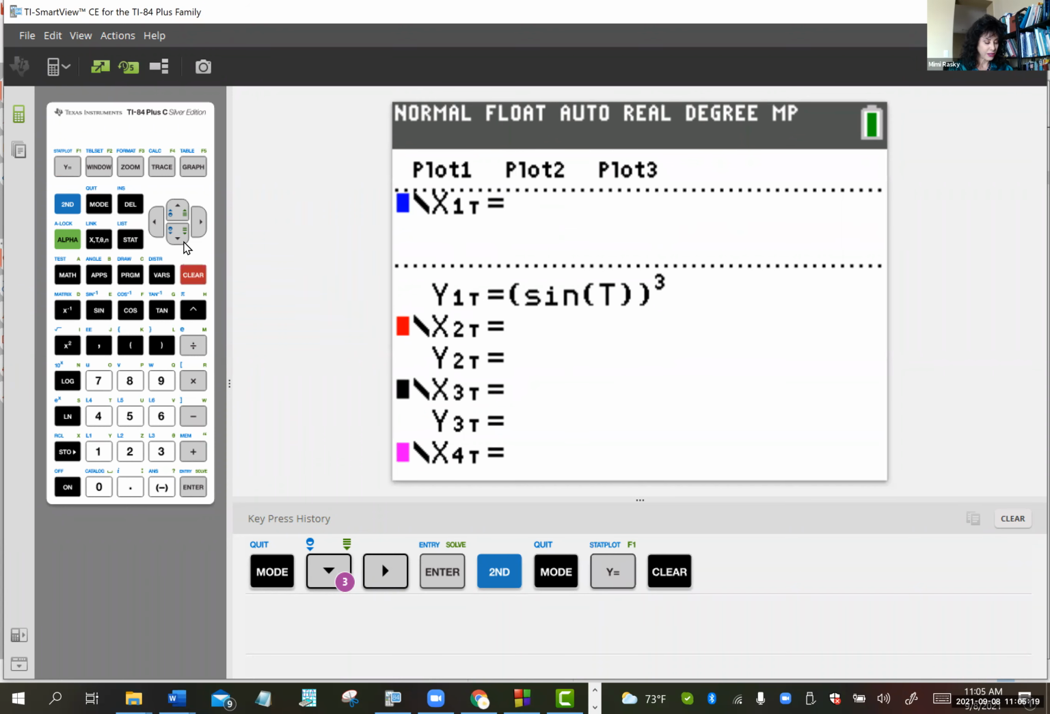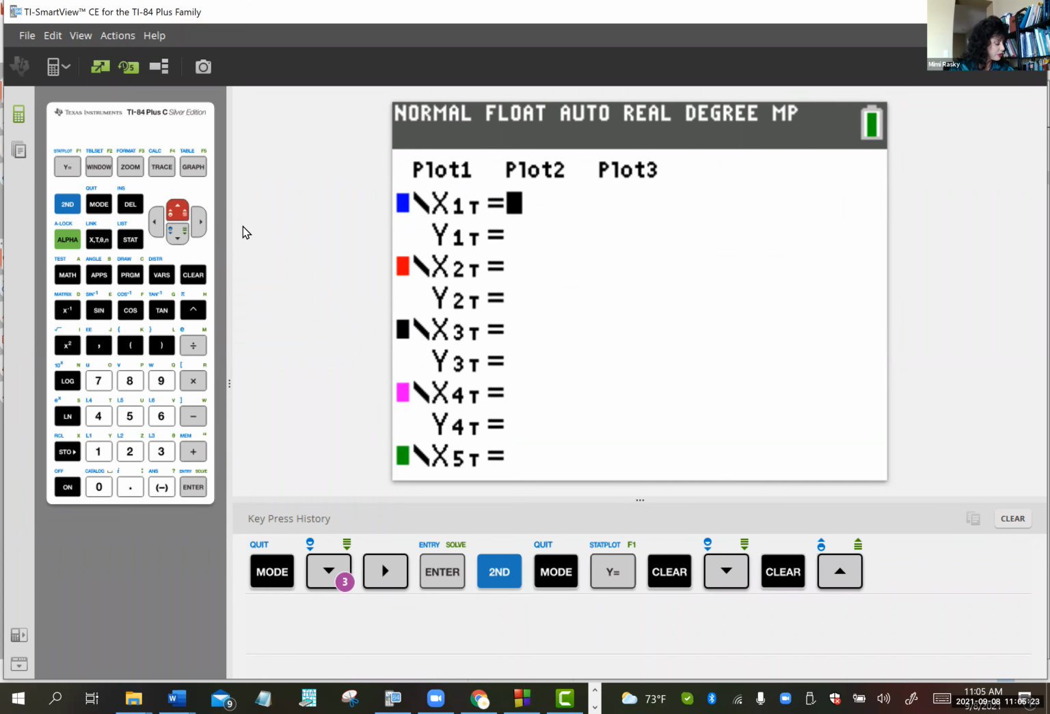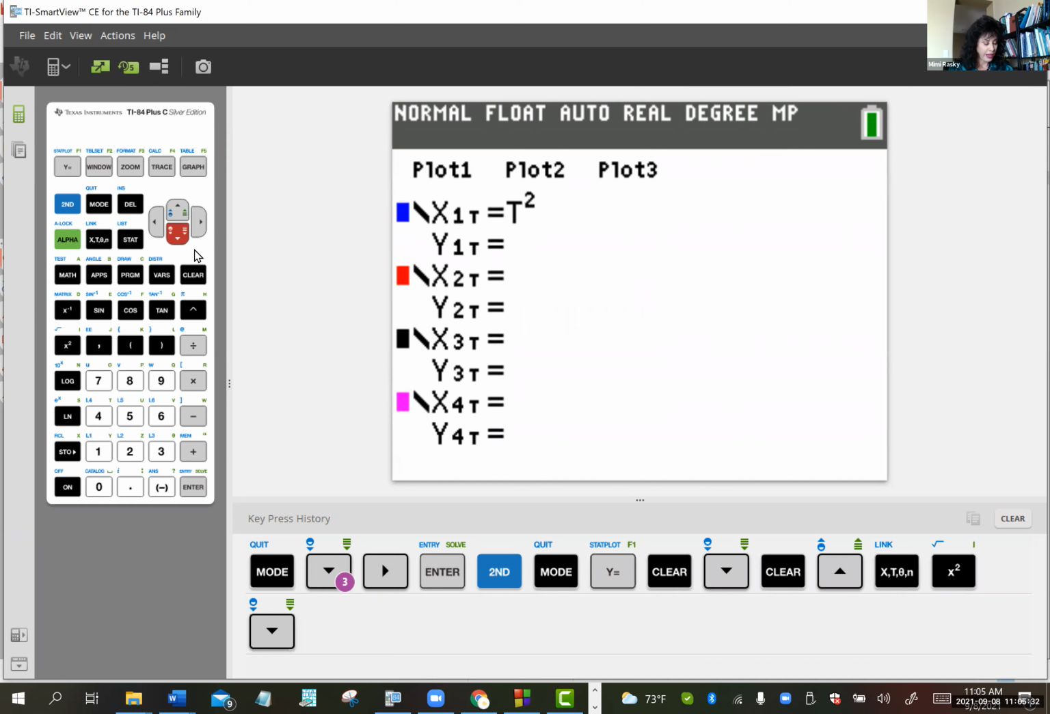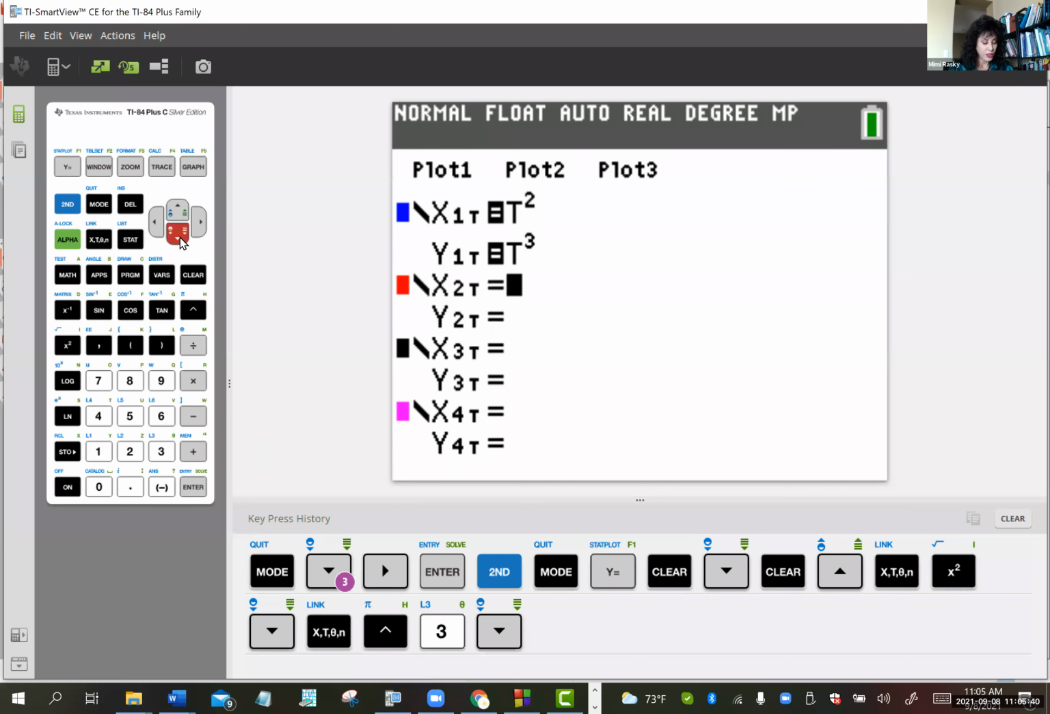I'm going to hit clear because it looks like I was graphing something else the last time I was here. I have no idea what I was doing. And then I'm going to go t squared is my first parametric equation. And then the other parametric equation is t cubed, so you just hit your x button here. Now don't hit graph yet because you want to make sure that you're going to graph the whole picture.